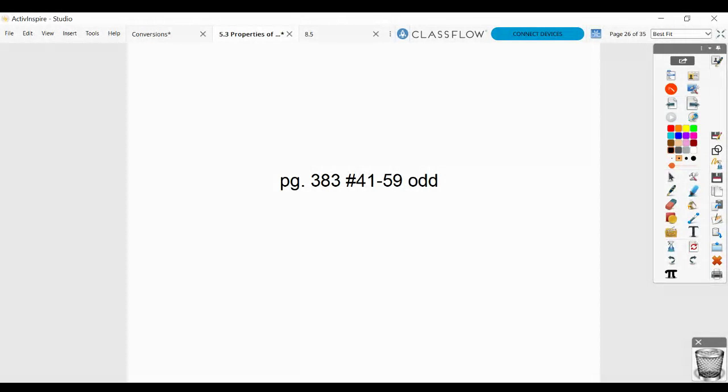And then here's your homework, page 383, 41 to 59 odd. I have the assignment posted, and I have the picture of the assignment in case you don't have your book with you.